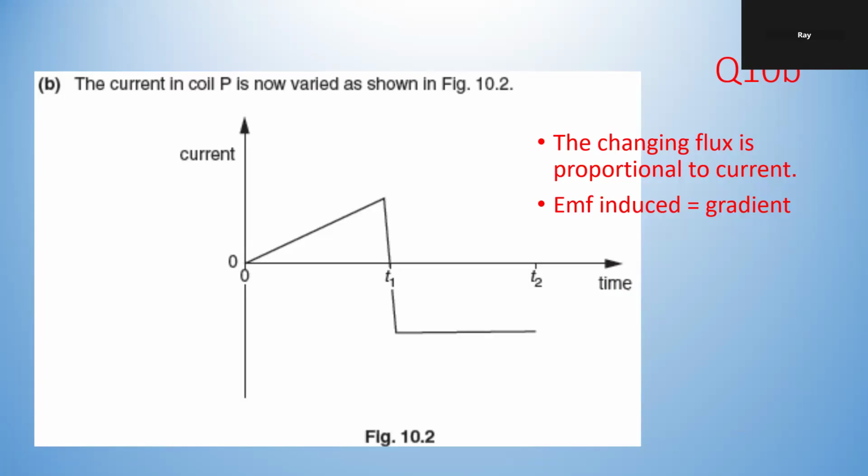Remember B is proportional to current or proportional to flux. So instead of thinking of current, you can think of it as flux. That's the reason why EMF is equal to gradient. So that's constant. That's negative. This is 0.